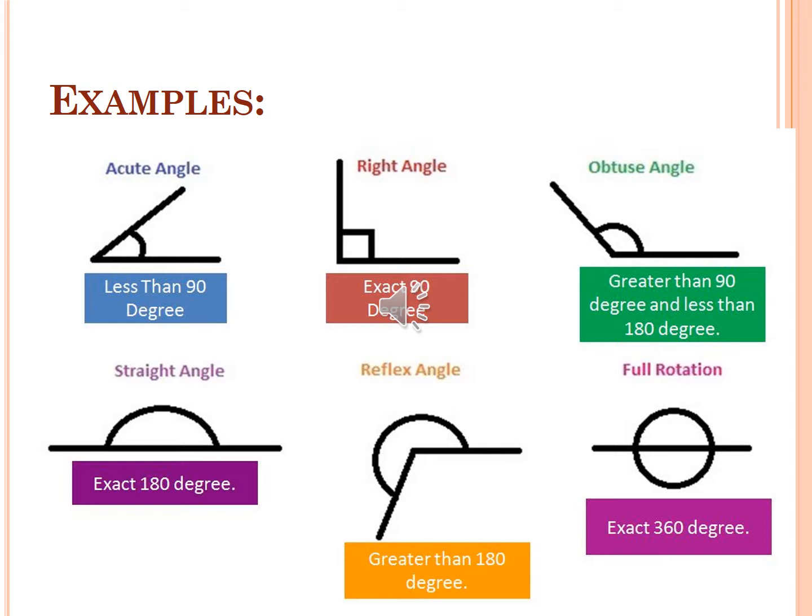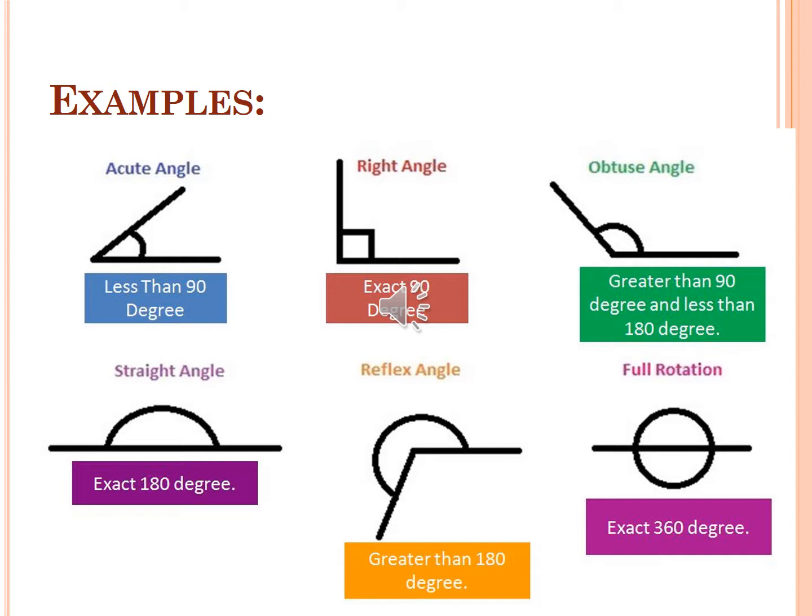As we can see here, we have some other examples. In the first one, we have an acute angle because it's less than 90 degrees. Let's go to the pink one. That's a right angle because it's exactly 90 degrees. And we can identify a right angle because of the little square.